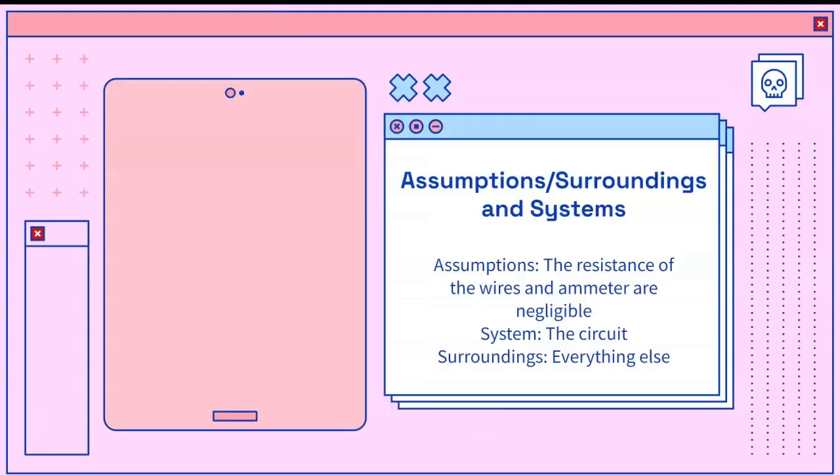So our assumptions, surroundings, and systems. An assumption here is that the resistance of the wires and ammeter are negligible. In real life, they would factor in somewhat to our calculations, but for this model, they don't. And then we also have our system, which is a circuit, and then our surroundings, everything else.